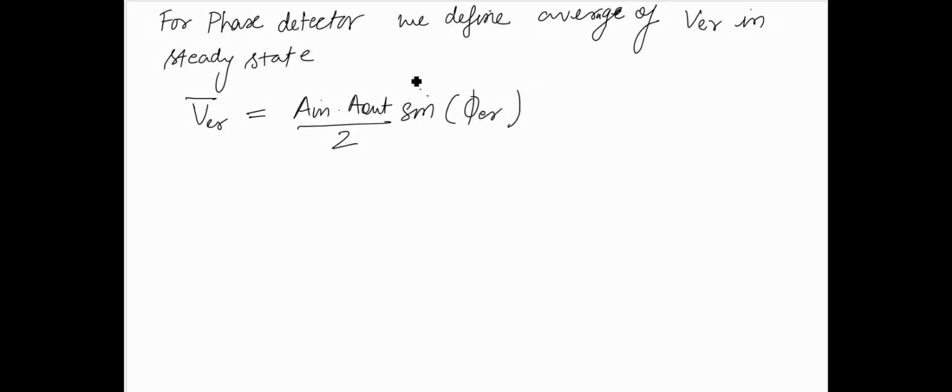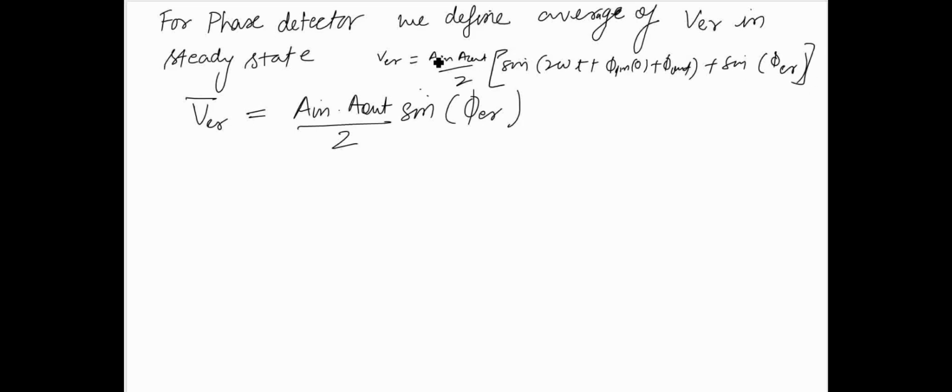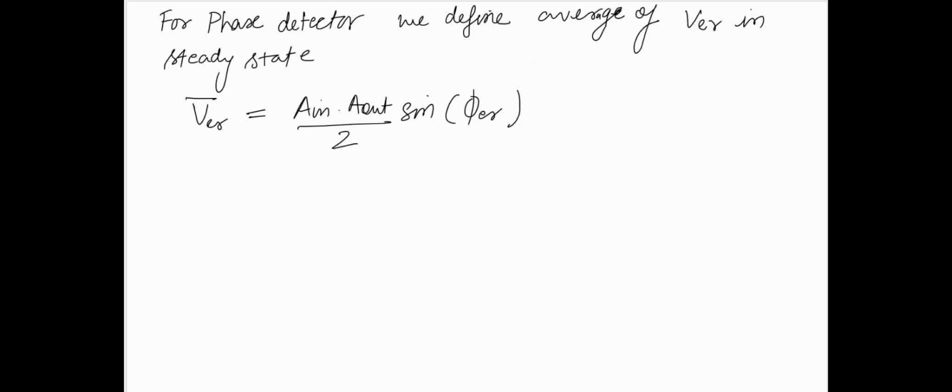Why is it so? We saw previously that V error is equal to A in A out by 2 sine of (2 omega t plus phi in 0 plus phi out 0), then plus sine phi error. So when you take the average, the oscillating term becomes 0, and only this term will remain. That's why the average of V error is equal to A in A out by 2 sine phi error. So if I draw this average of V error, how will it be?